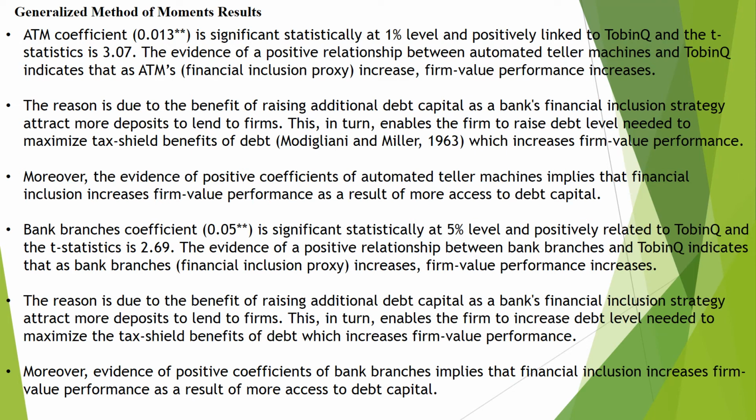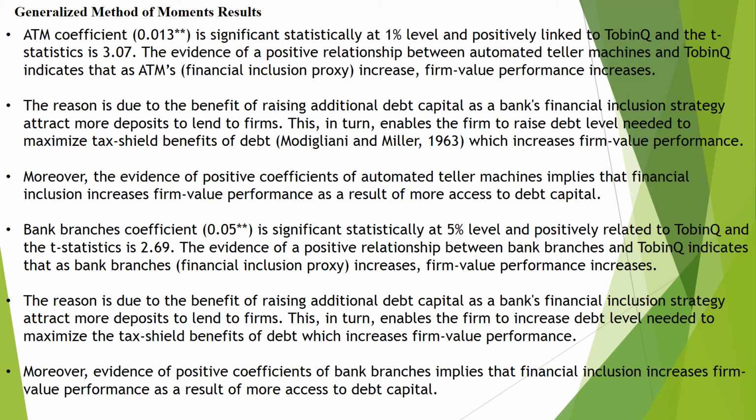And the reason why such a connection can happen is the benefit of raising additional debt capital, as the bank's financial inclusion strategy could attract more deposits to lend to firms, and in turn enables firms to raise their debt level needed to maximize the tax shield benefit of debt, which increases their firm value performance.